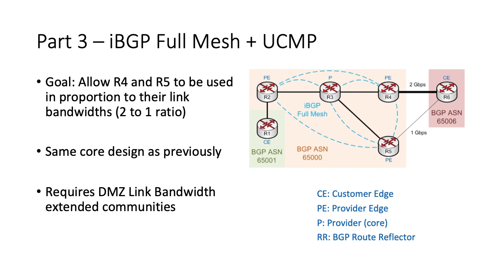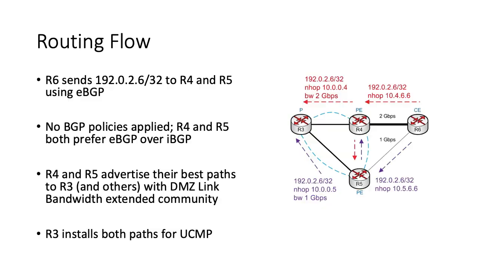The core design still uses a full mesh of iBGP peers, but will need to enable some additional features to correctly configure unequal cost multipath, or UCMP. We'll use IPv4 for this example, as Cisco iOS does not appear to support UCMP for IPv6 destinations. R6 advertises 192.0.2.6/32 towards R4 and R5 with no attributes or communities.